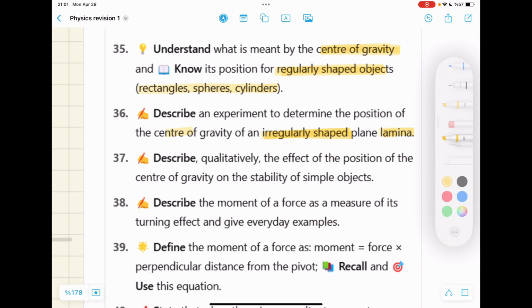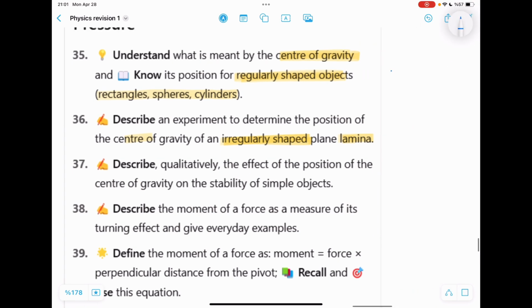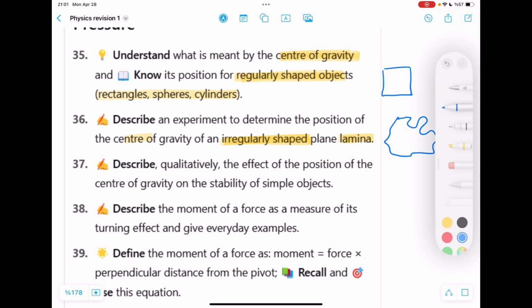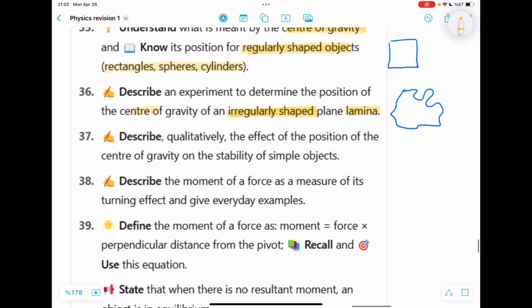If I need to draw something, here you're going to have a rectangle, let's say. This is going to be a regular object, whereas some irregular object might be like this. Plane, because it's lamina, we consider it 2D. It's not really 2D, but for example, very thin but stiff paper that we cut in a way that we can determine the center of gravity.